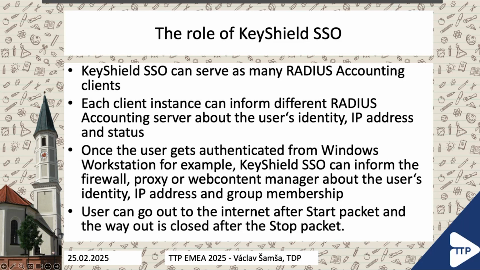Once the user gets authenticated this way, KeyShieldSSO checks if there is a matching object, and then KeyShieldSSO also can distribute packets to other devices. So we can multiply. I'll show you later how it works with some drawing. You might have more devices, like a firewall to let the device go out, a proxy, a web content manager. It depends, and you need to inform them all.